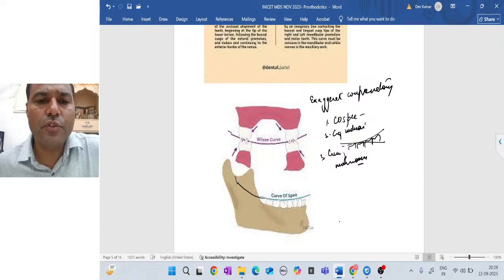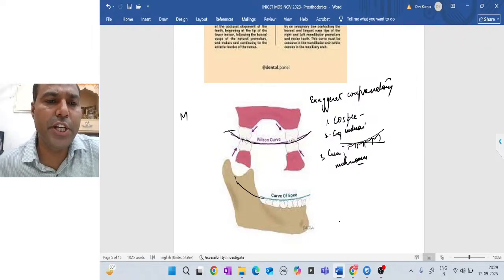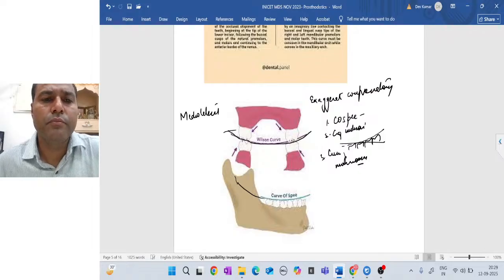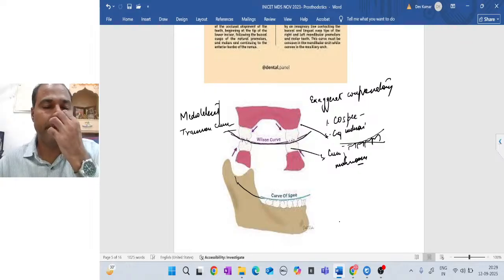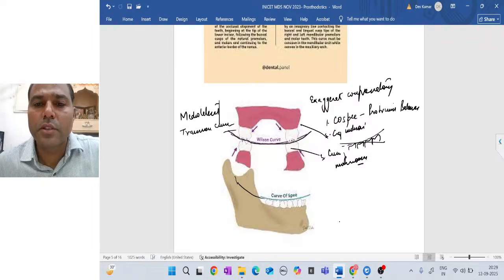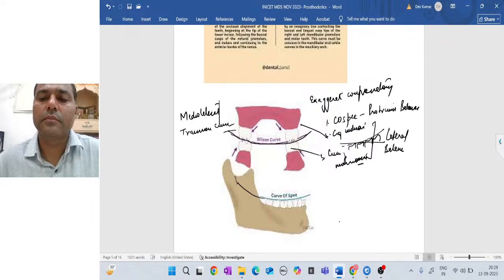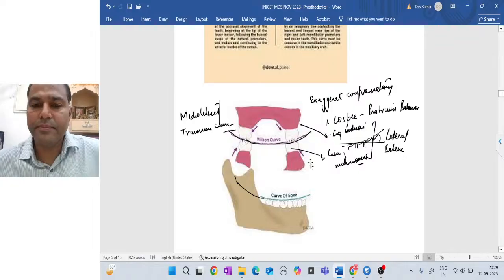Curve of Wilson, if you see this, it touches the buccal cusp tip, then the palatal cusp tip, then again the buccal. So it's a transverse curve, it's a mediolateral curve. Both curve of Wilson and curve of Monson are the mediolateral or the transverse curves that help in producing. So curve of Spee produces the protrusive balance, while curve of Wilson and curve of Monson produce the lateral balance.